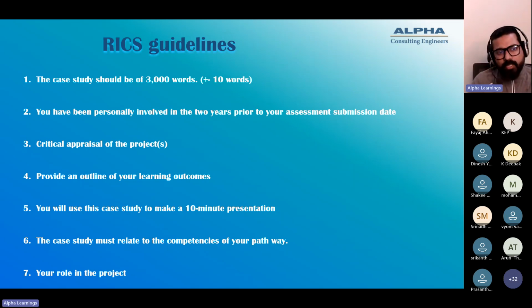Critical appraisal of the project: you have to do analysis of the options and provide an outline of the learning outcomes in the lessons. Then you will use the case study to make a 10 minute presentation. On the basis of the case study, you have to prepare a 10 minute presentation for your final assessment interview. The case study must relate to the competency of your pathway, as I have already discussed, and you need to describe your role in the project while writing the case study.